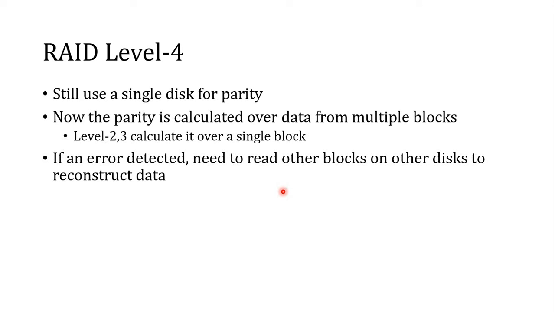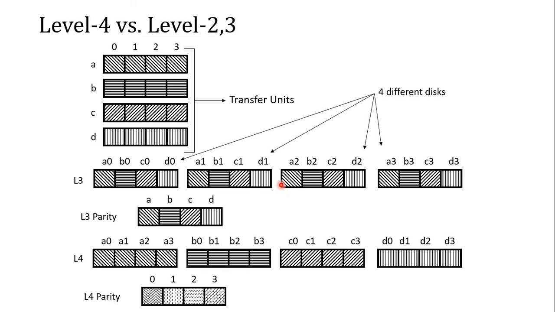If we go through an example, you will see level 4 versus levels 2 and 3. Suppose A is some data, B is a different pattern of data, C has another pattern of data, and D has yet another pattern of data. These data are split into 4 parts: A0, A1, A2, A3, and likewise D0, D1, D2 and D3.